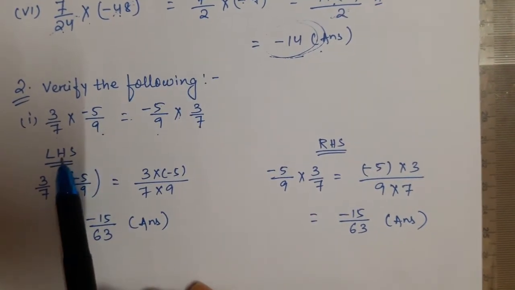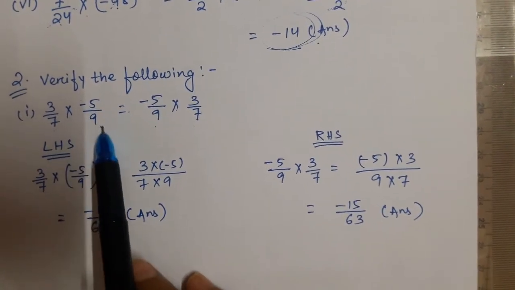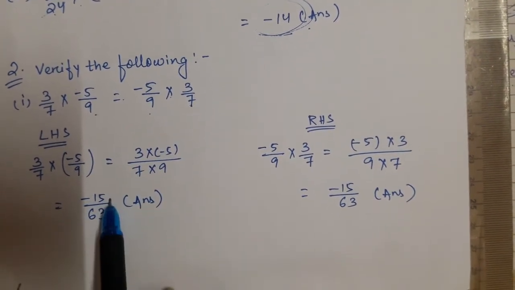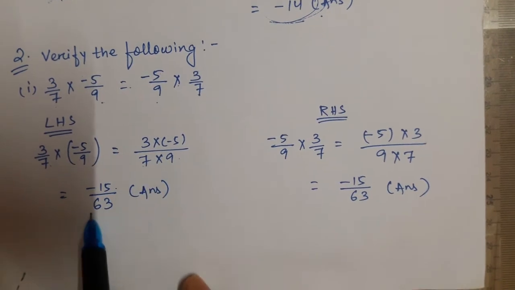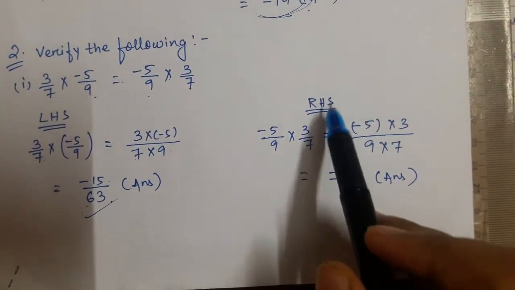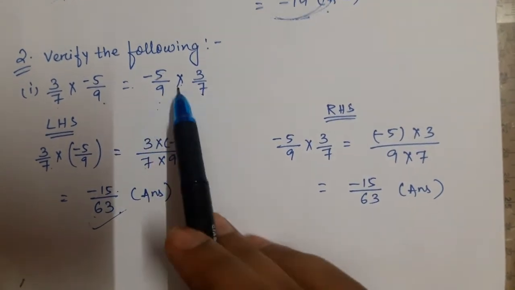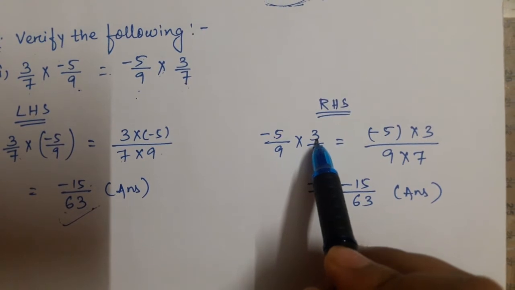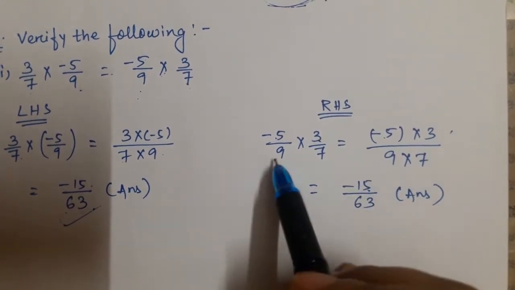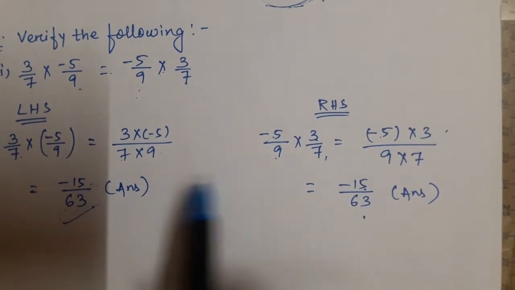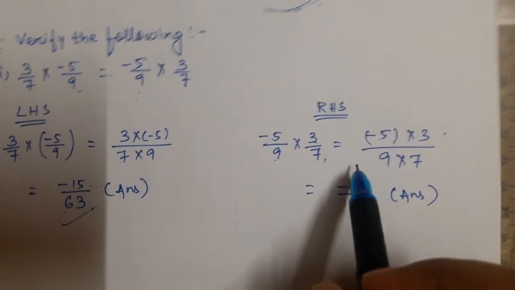First we will take the LHS part, that is 3 by 7 into minus 5 by 9. We will solve it. 3 into minus 5 will give us minus 15, and 7 into 9 will give us 63 in the LHS part. Now we will do the RHS part, that is minus 5 by 9 into 3 by 7. Minus 5 into 3 will also give us minus 15, and 9 into 7 will give us 63. So here we can say LHS equals RHS, hence verified.